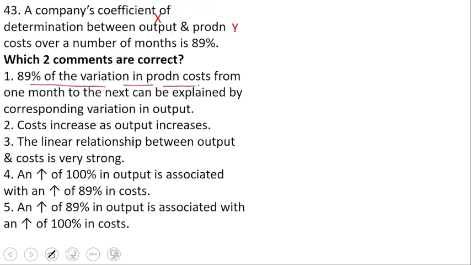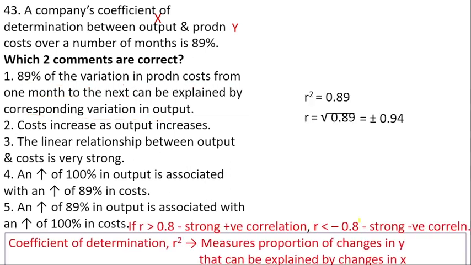89% of the variation in production cost from one month to the next can be explained by the corresponding variation in output. I've just copied the key points from the previous slide. What is coefficient of determination? It measures the proportion of changes in Y that can be explained by changes in X. Coefficient of determination shows how much Y will change because of X. That's the meaning of coefficient of determination. That's exactly what statement 1 is all about. 89% of the variation in production cost can be explained by corresponding variations in output. Statement 1 is right.